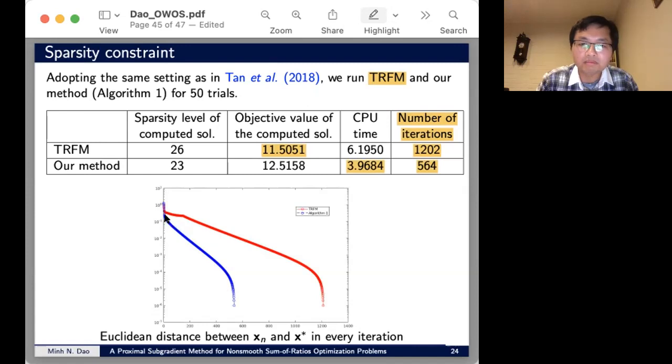And these are the pictures. This one shows the decrease of the distance between x_n and the solution x star in every iteration. Our method is in blue, and the method by Tan and his co-authors is in red.